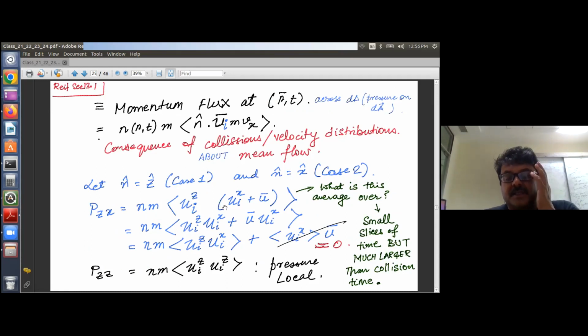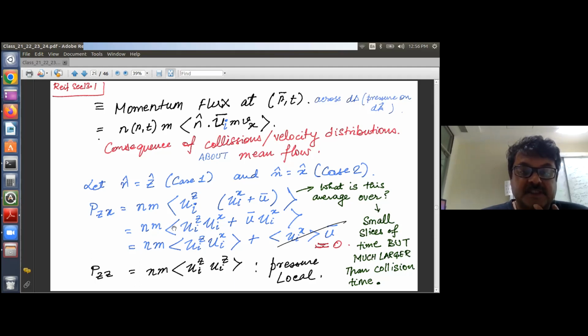And that is u_i, this is the fluctuation of the velocity, plus ū, right? So that amount of momentum is getting transported in the z direction, if you like. And this average is over small slices of time over all particles in a unit time. So this unit time is a small slice of time, but it is much larger than the collision time, right?